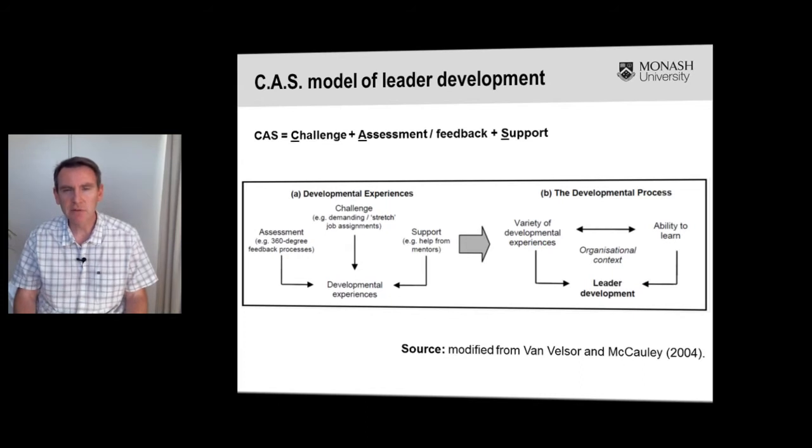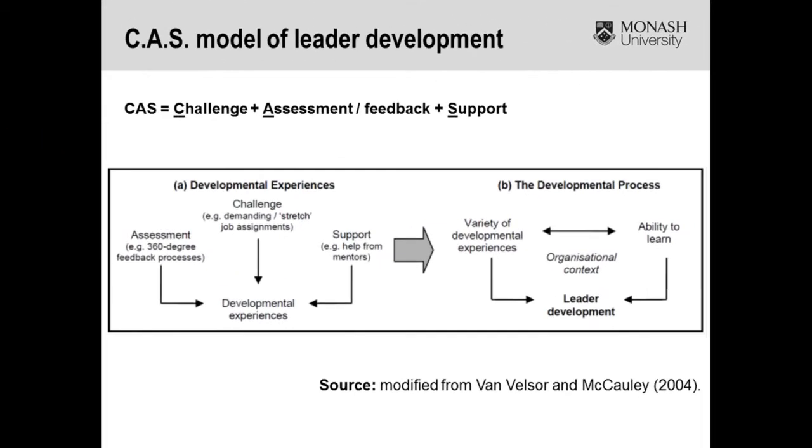And then the last step in this model is support. So getting help along the way. It could be a good supervisor, an informal mentor, a coach, a peer, getting help from someone who has more experience. So just in short, we need challenge, feedback and support happening in concert.